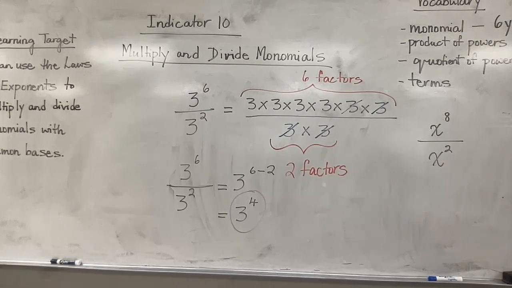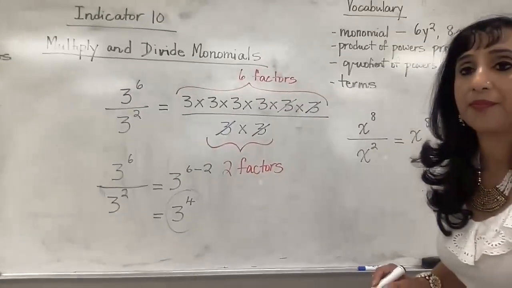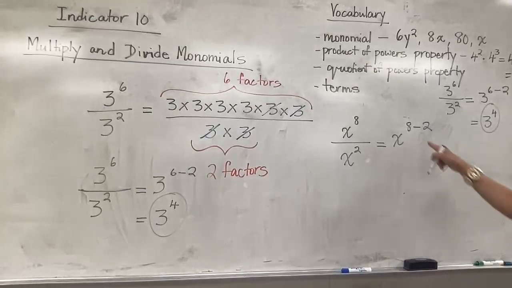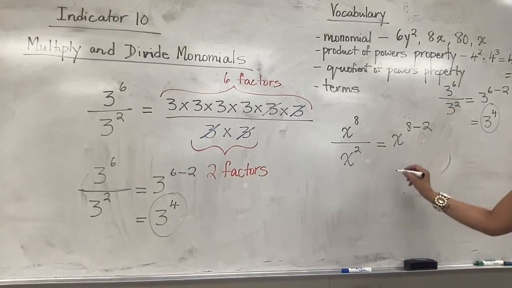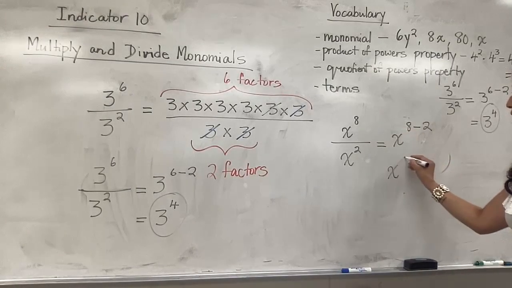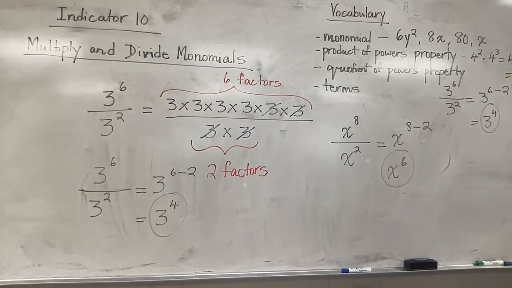So all we're going to do, the quotient of powers property says when the bases are the same, you are going to take that same base and then we are going to subtract the exponents, which is 8 minus 2. So that gives me x to the sixth power as my answer. All right. Let's do another quick example.